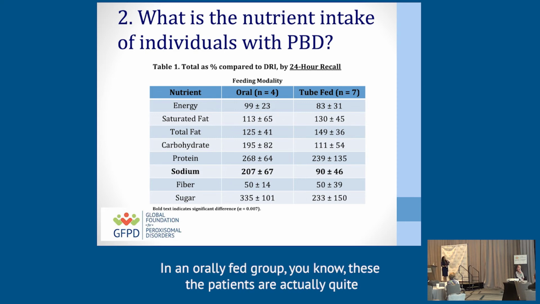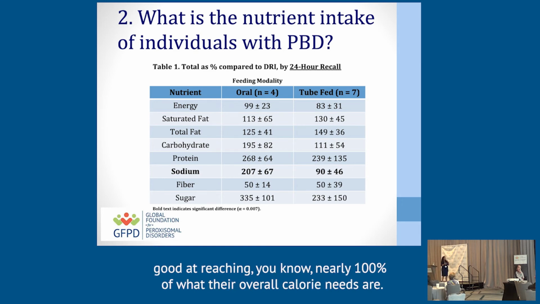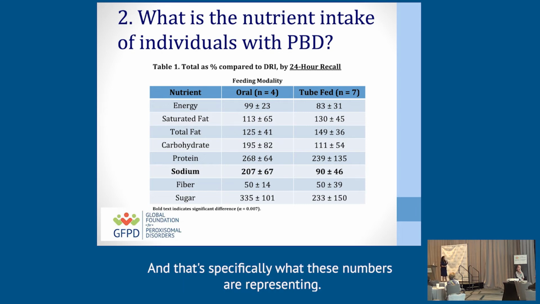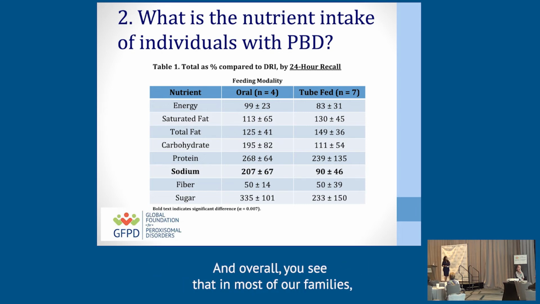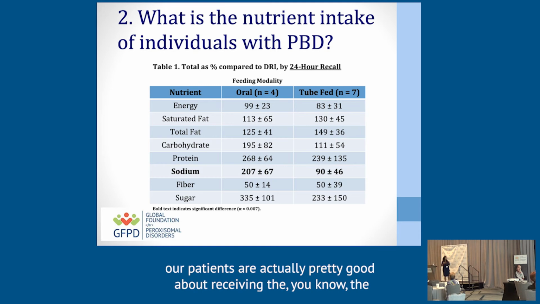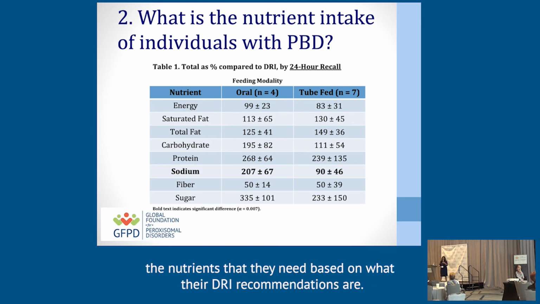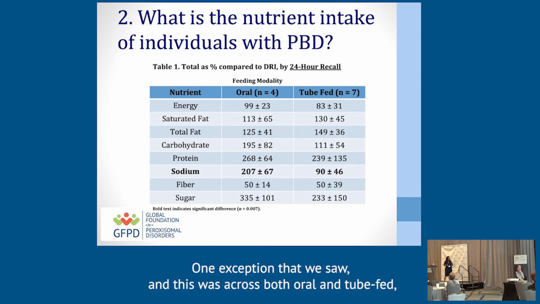In the orally fed group, the patients were actually quite good at reaching nearly 100% of what their overall calorie needs are, and that's basically what these numbers are representing. And overall, we see that most of our families, most of our patients are actually pretty good about receiving the nutrients that they need based on what their DRI recommendations are.